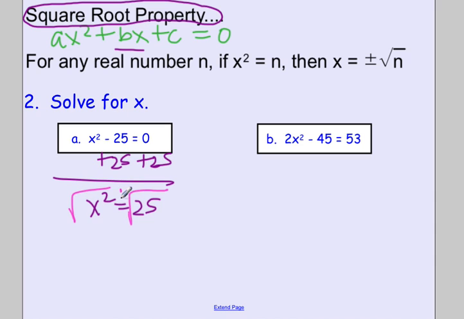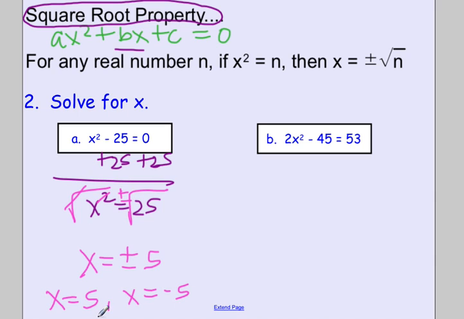Remember, when you take a square root, you get two answers, plus or minus. So those cancel, and I'm left with x is equal to plus or minus the square root of 25. Well, the square root of 25 is 5. That plus or minus means my answer is 5, or x is equal to negative 5.